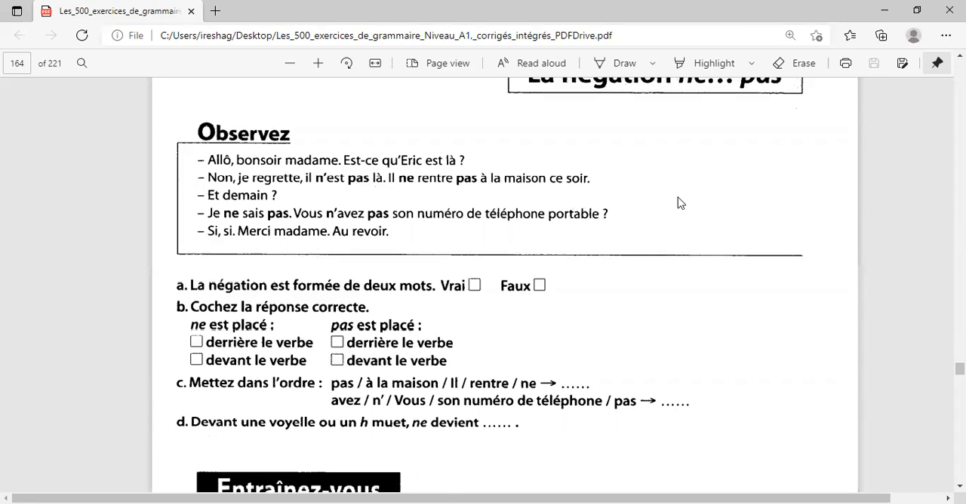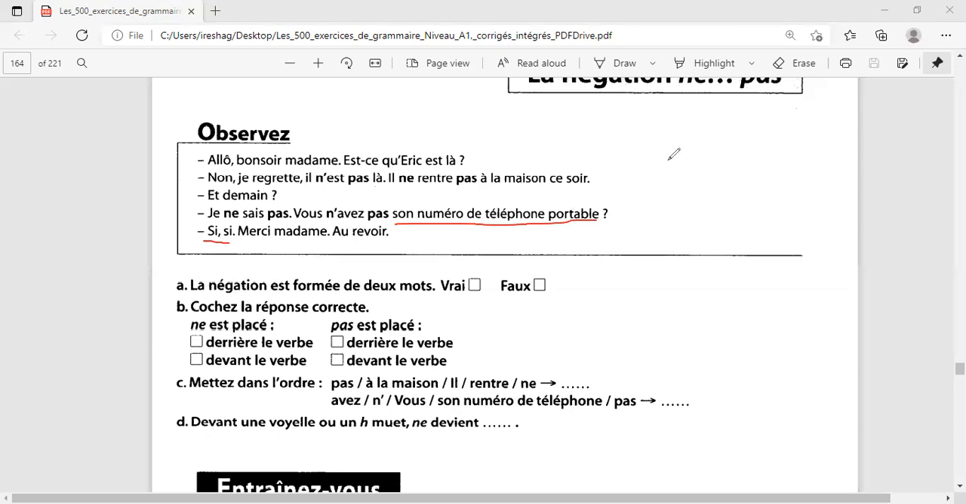So the words numéro de téléphone portable are very important. Do you have his mobile phone number? Si. What is the meaning of si? Si is equal to "why not." So if someone asks you a negative question, like "Don't you have the mobile phone number?", you answer "Si": why not, I have it. Merci, madame. Thank you, madam. Au revoir. See you.